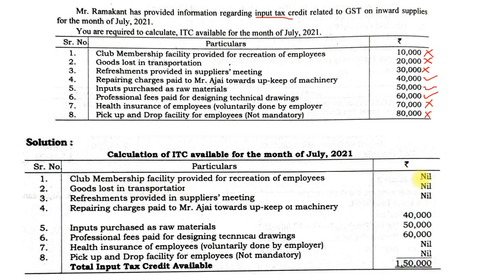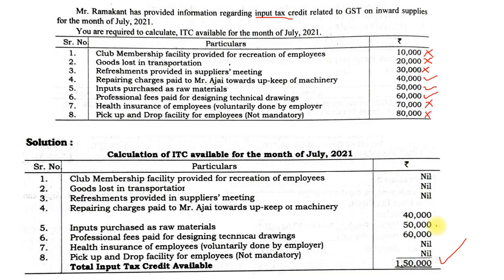Club membership was not availed. Goods loss cannot be availed. Refreshment not availed. Repairing charges, yes. Input of raw material, yes. Professional, yes. Health insurance not available. Pickup and drop not available. We add up and we get our 1,50,000 as the total input tax credit available. Very simple. It's only based on those rules. This was the very first sum.